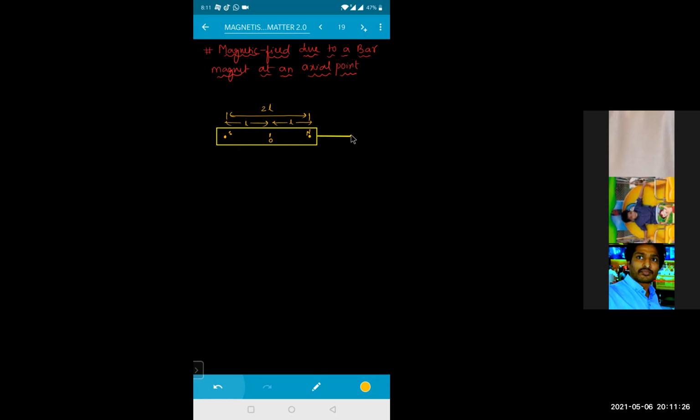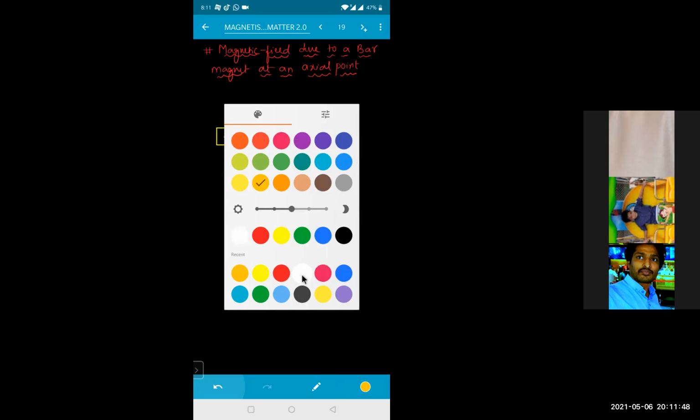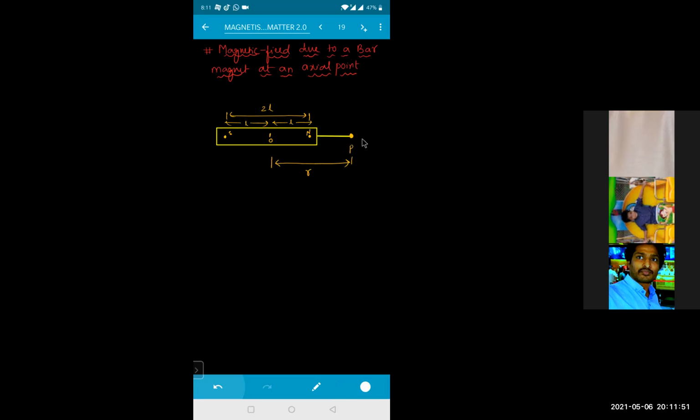Now I'm taking some point P here, which is at a distance R from point O. This distance from O to P is, for example, R. Now what you need to assume here is, at the point P, imagine a unit north pole. A unit north pole at P.